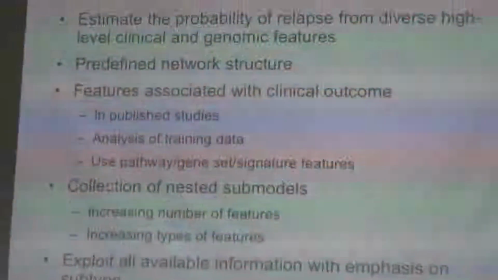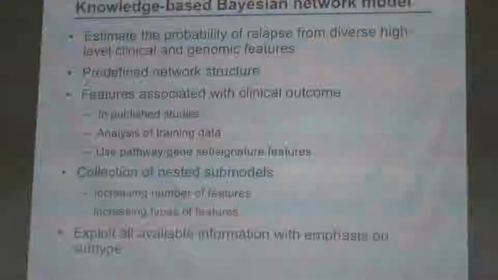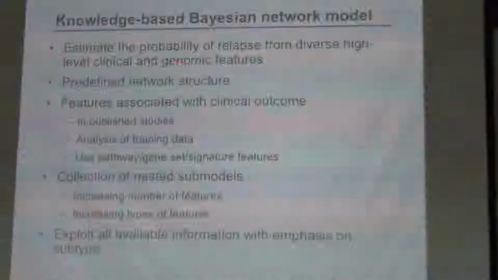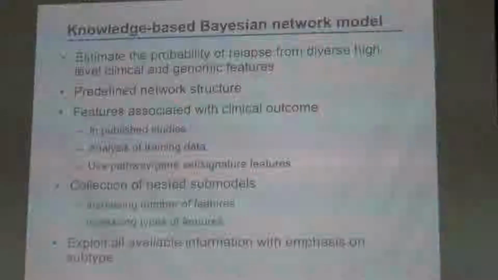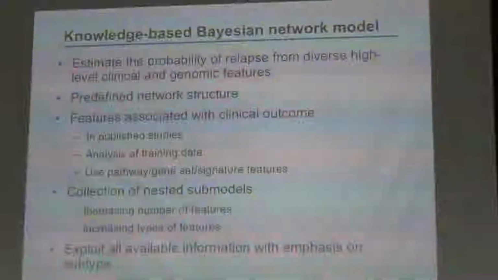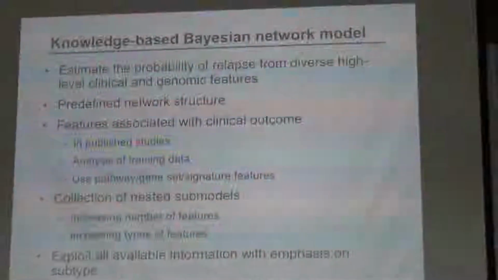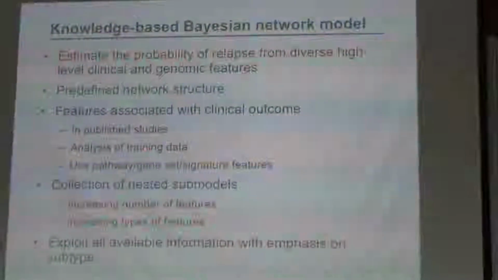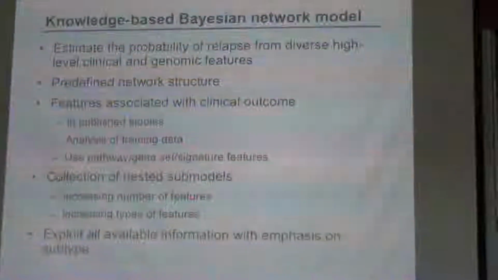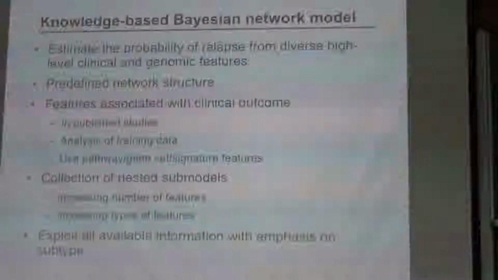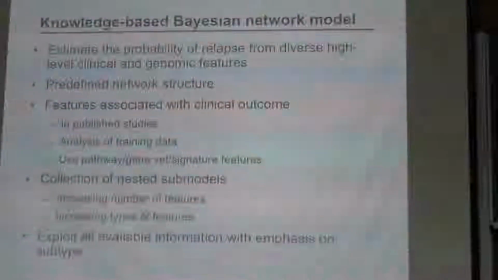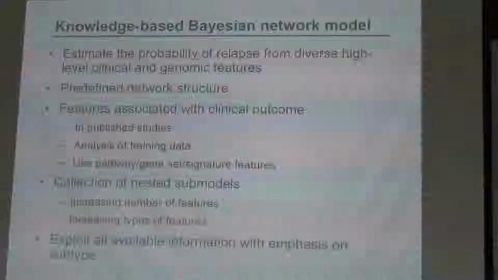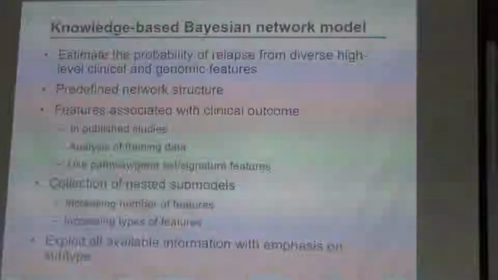Okay, so we're going to use a knowledge-based Bayesian network model, and what do I mean by that? To do the prediction, we're going to estimate the probability of relapse from clinical and genomic features. We'll use a predefined network structure. The features associated with clinical outcome come from published studies and analysis of our training data from the 96 samples that we had to train on, and we're going to use pathway, gene set and signature features rather than individual genes to increase the signal to noise.